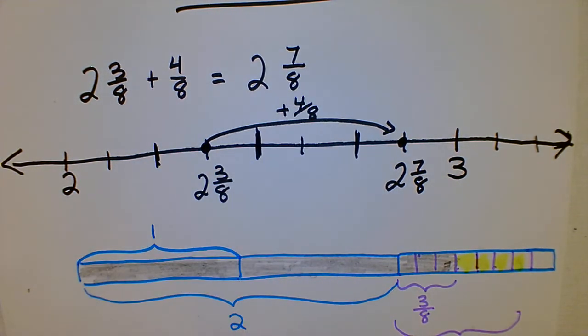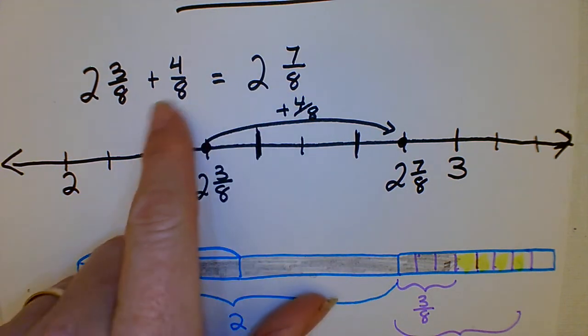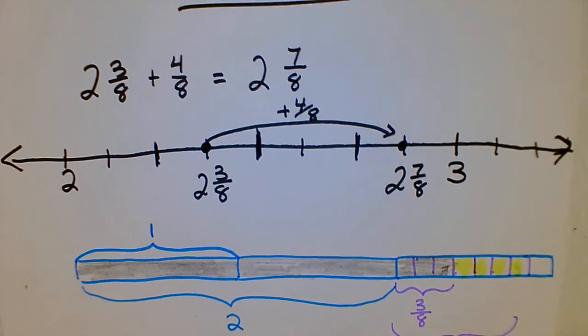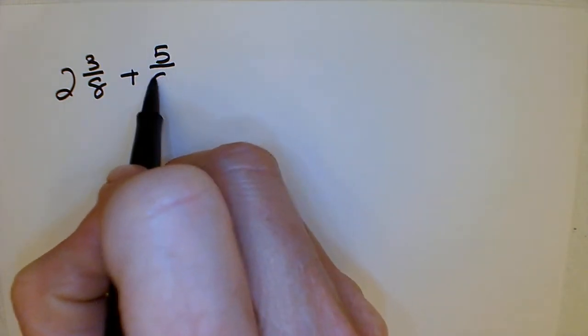Now, what happens if our fractions, when added together, are larger than a whole? Well, let's go ahead and do an example like that. And I just want to make sure I have enough room. So here we go. Let's say that I was adding 2 and 3/8 again, so we'll start with the same thing. But now, let's say that I added to that 5/8. So what would happen with this one?